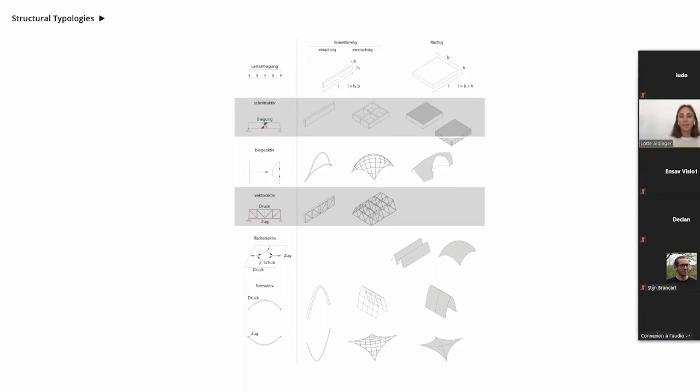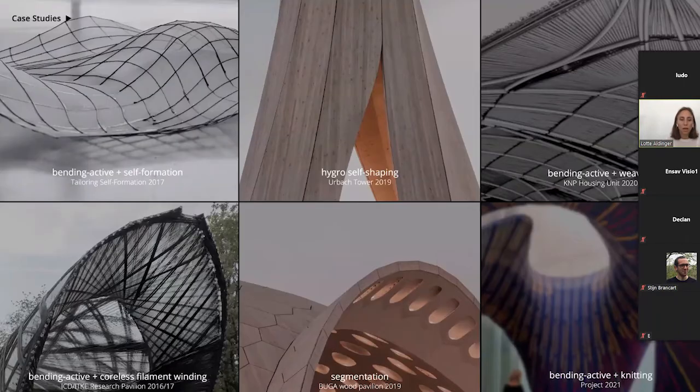And this I would like to also show you throughout the range of projects I've done so far, which all address the issue of generating a complex shape to enhance structural performance, but with different construction strategies, so not only limited to bending active.